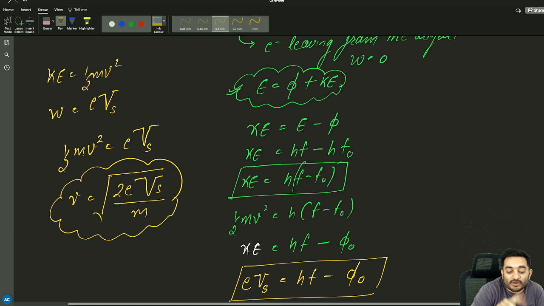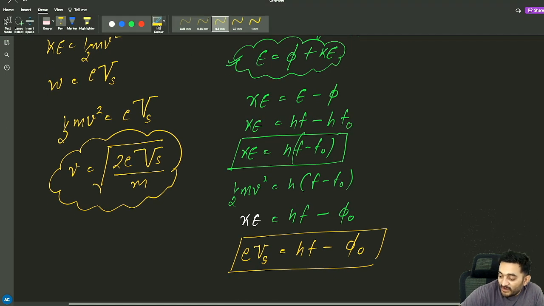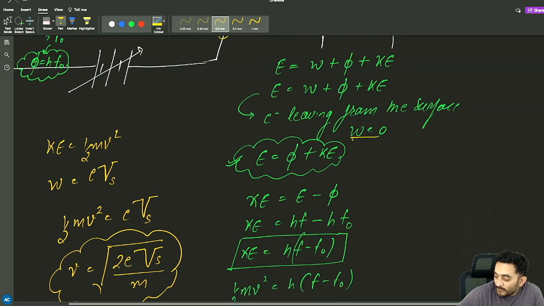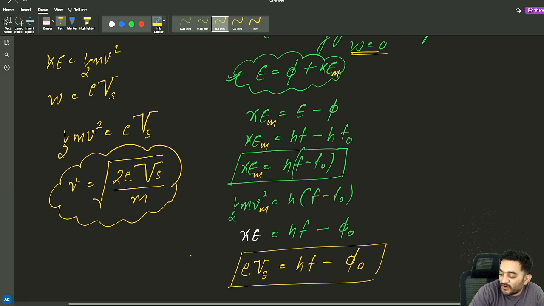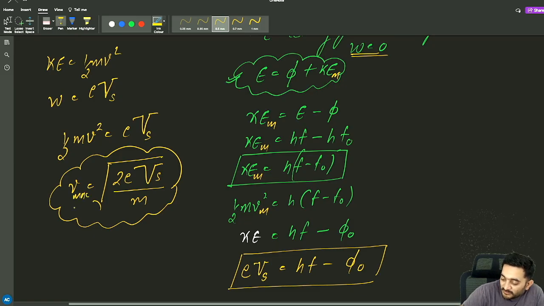And this speed is what? Remember this. This whole expression is given when you have taken the work done initially as 0. Means you are talking about which kinetic energy? Maximum. So this speed which you have calculated is also maximum. Got it?